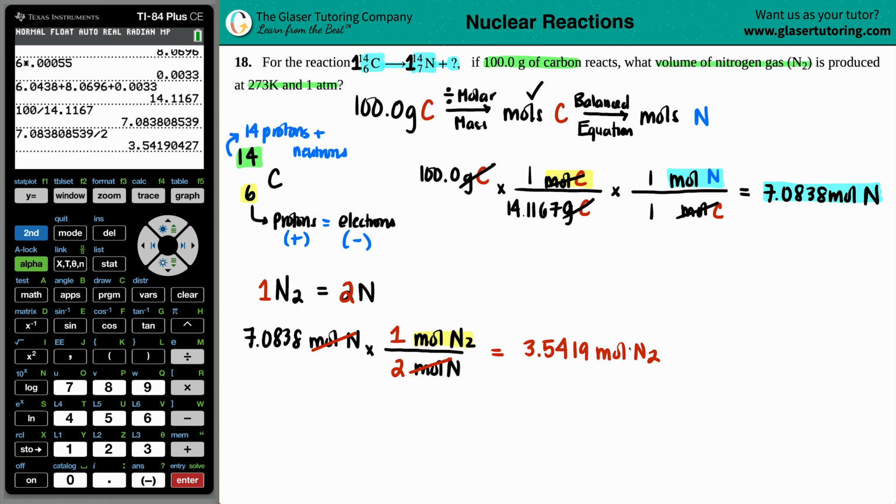Now, let's group together all the information that we know. We now have a mole value of N2. So we have 3.5419 moles of N2. They gave us a temperature, which is a T value. So I have a T value of 273 Kelvin. They gave me a pressure, so I have a P value of 1 atm. A mole value is an n, and we're looking for a volume, which is a V.